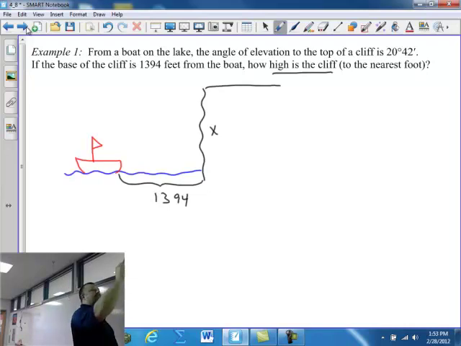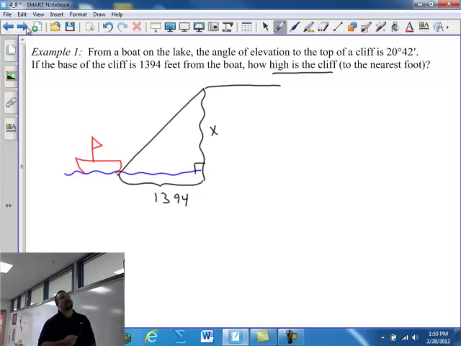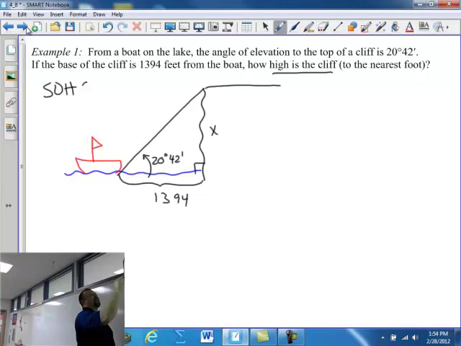What we have is basically a right triangle with a watery edge and a cliff edge. The angle of elevation is here, and it is 20 degrees, 42 minutes. And now we have our picture. It's just a right triangle. Can't we just use SOHCAHTOA? We're going to use SOHCAHTOA.